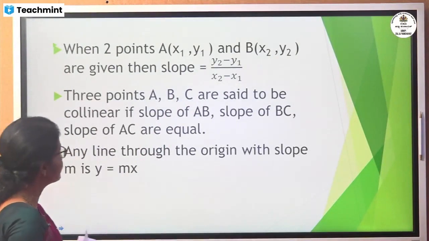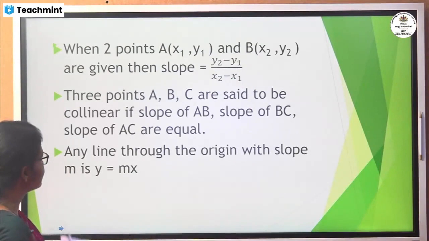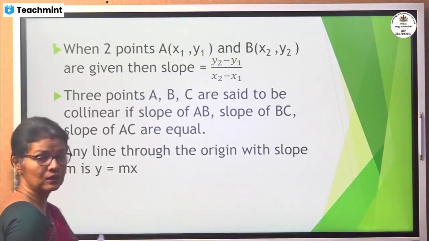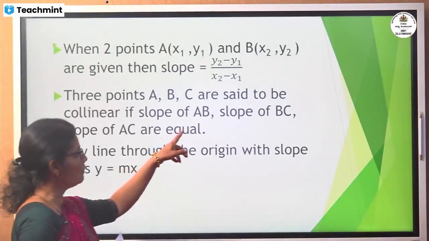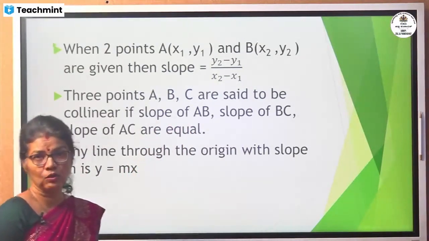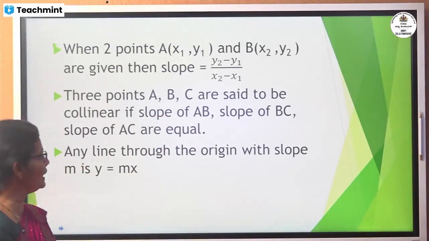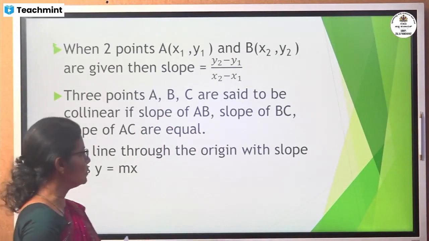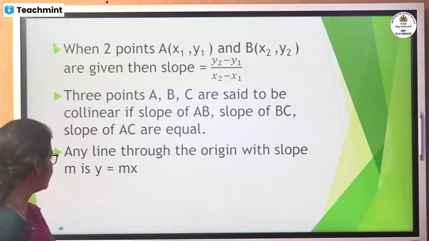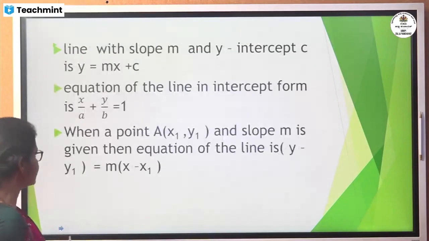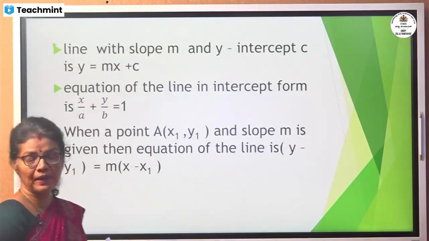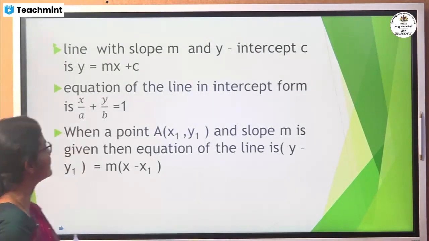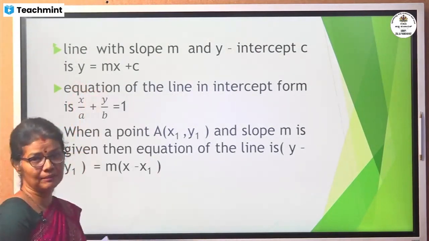When 3 points A, B, C are given, they are said to be collinear. If you are using the slope concept, then the slope of AB, slope of BC and slope of AC, all three must be equal. Any line through the origin with slope m is y equals mx. Now consider a line with slope m and y-intercept c: y equals mx plus c.